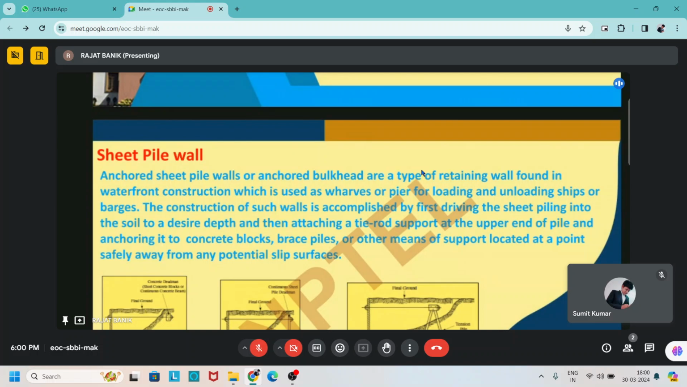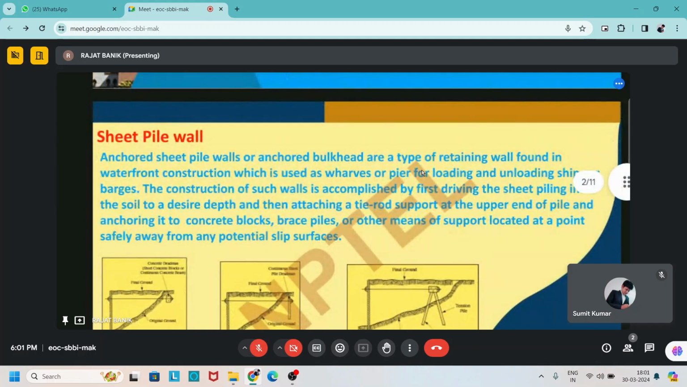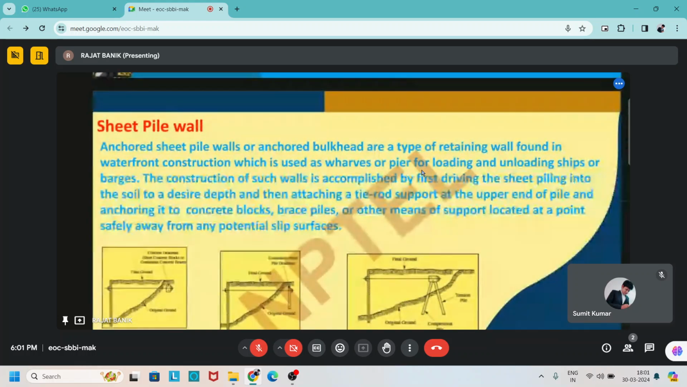The construction of such walls is accomplished by first driving the sheet piling into soil to a desired depth and then attaching a tie rod support at the upper end of the pile and anchoring it to concrete blocks, raised piles, or other means of support located at a point safely away from any potential slip surface.